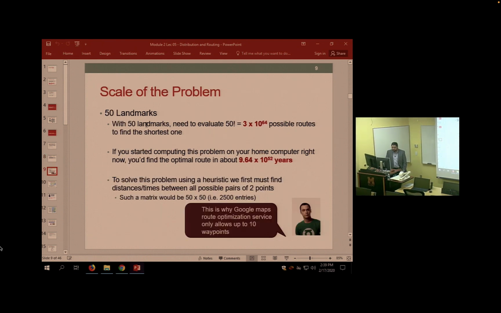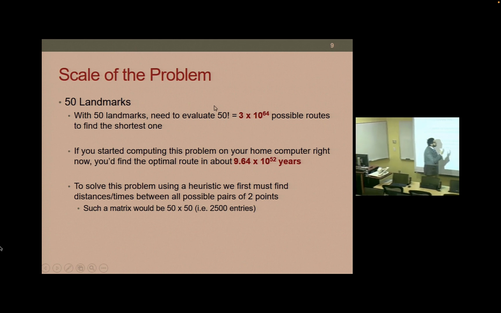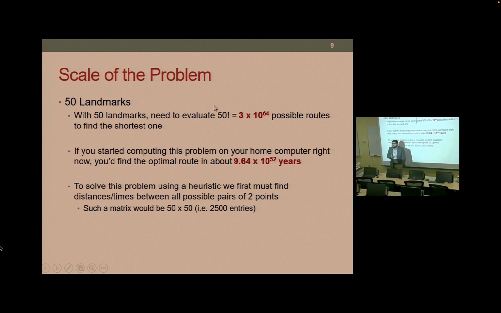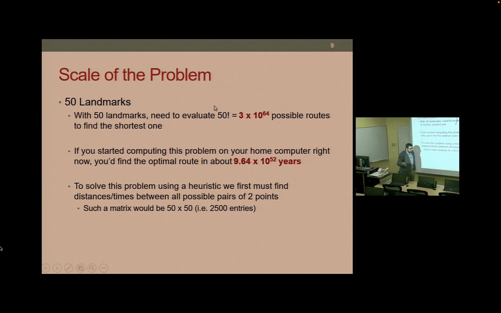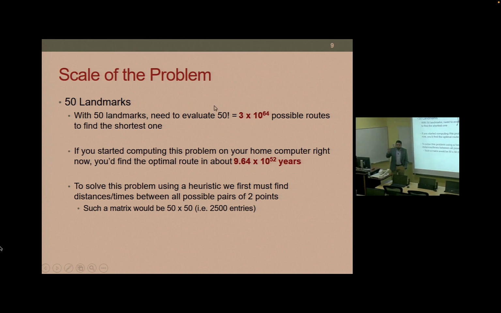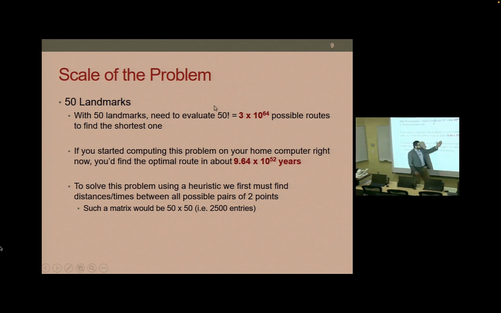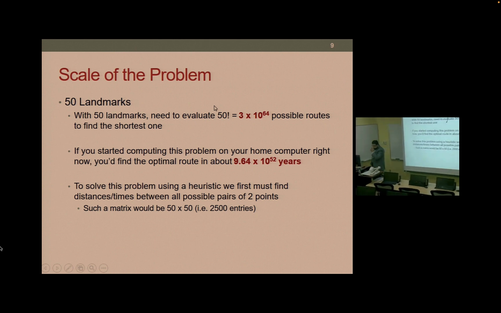If you want to visit 50 landmarks, there are 50 factorial possibilities. 50 factorial is 3 times 10 to the 64, which is a huge number. So there are a huge number of possible routes that can connect those 50 landmarks. And if we could list all of those routes and calculate the distance for each of those routes, then we could easily pick the shortest route. But the problem is it will take a computer a very, very long amount of time to be able to list all of those 50 factorial routes, just because there's so many of them.